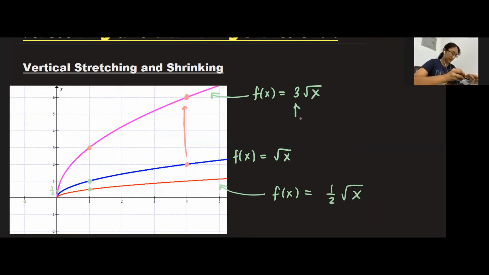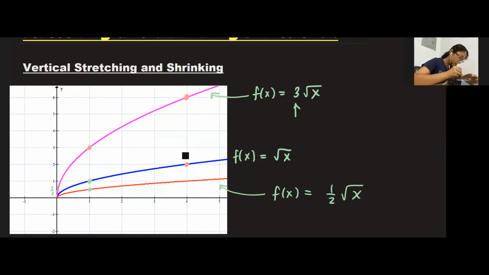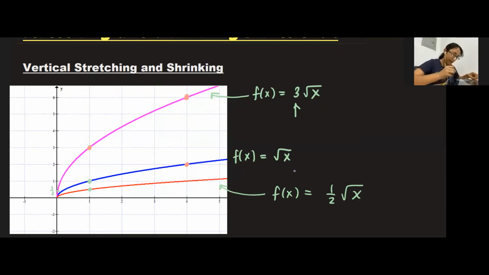square root of x. Now let's take a look at the next function, which is multiplied by a factor of 1/2. So what is this factor going to do? Well, it's going to multiply each y coordinate by 1/2. So (1, 1) will now become (1, 1/2). And then (4, 2) will now become (4, 1), because we shrink the y coordinates by a factor of 1/2. So what can we say?